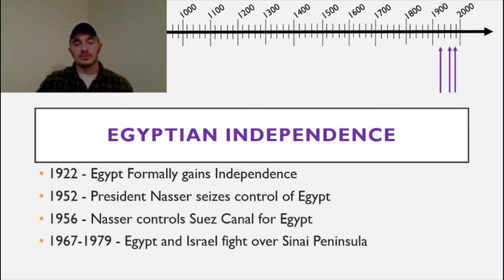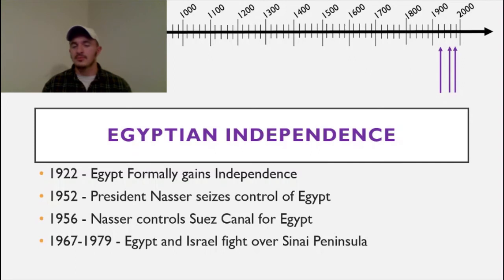So moving on to our last slide, we have Egypt. Egypt would gain independence. Technically, they would gain independence in 1922 when Egypt formally is released from Great Britain.